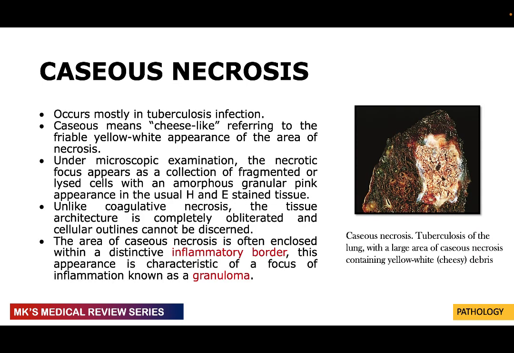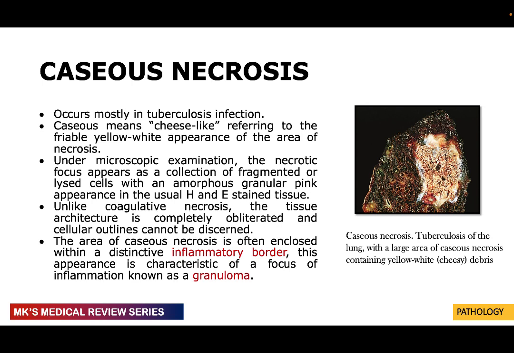Then another type of necrosis is known as caseating necrosis or caseous necrosis. There are a lot of food references in terms of pathology. So remember that caseating necrosis is often seen with TB. So you get this area, as you can see on the lungs, that looks like cheese. So this yellowish-whitish cheese-like debris. It's often associated with TB infection, and caseous just means cheese-like.